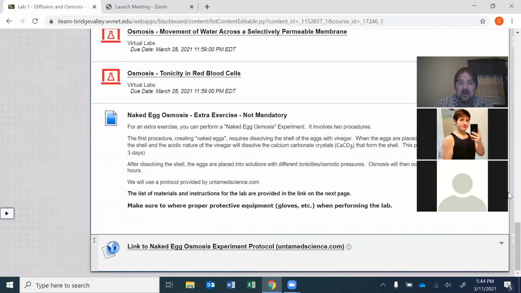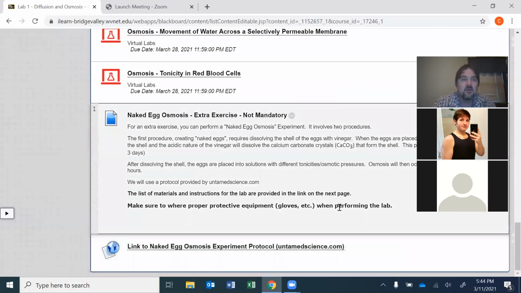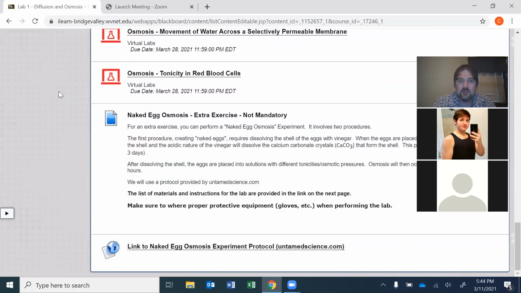But it does take about 2 to 3 days because you have to soak it in the vinegar for a while and get that shell dissolved away, and then put them in. You got to wait for osmosis to happen. But it's a nice little fun experiment you can do at home with like 3 eggs, some vinegar, and you can use maybe salt or sugar as your solute. Some people use corn syrup, which is what actually is used in your virtual lab for osmosis.